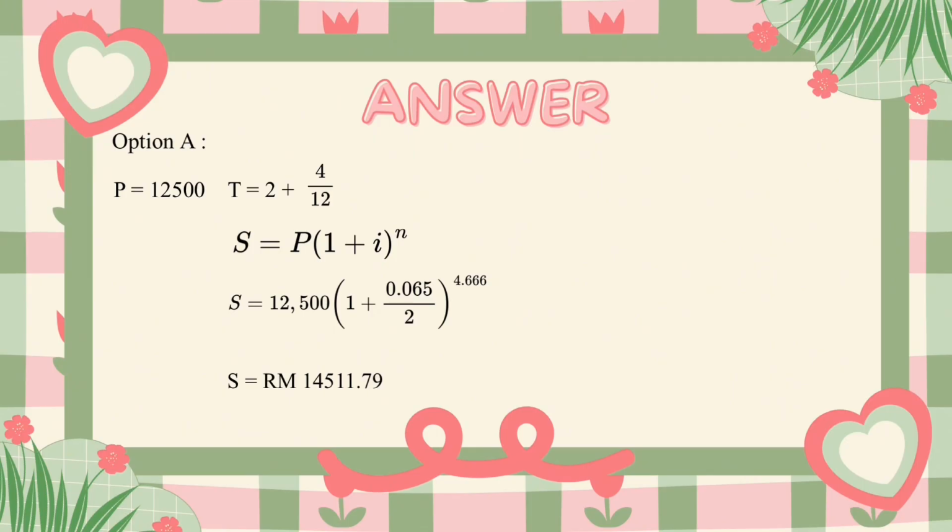The formula that we will use is S equal to P times 1 minus I powered by N. Now, we enter the P, I and N using the formula, and N is 4.666 because we need to times M and T, and we will get the answer for option A is 14,511 and 79 cents. Now, let's move on to option B.